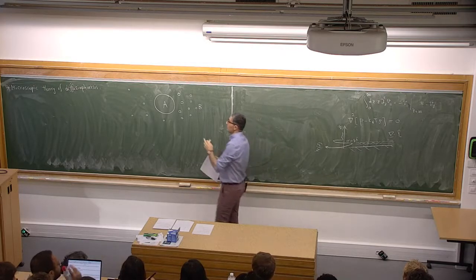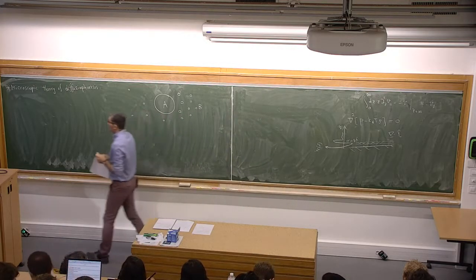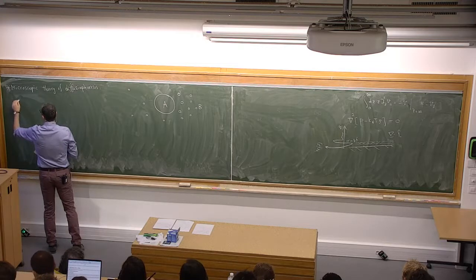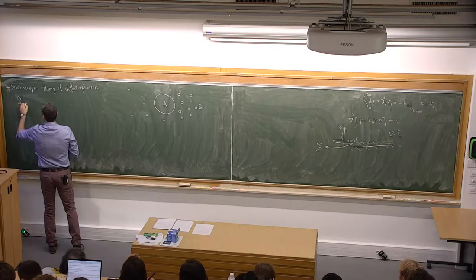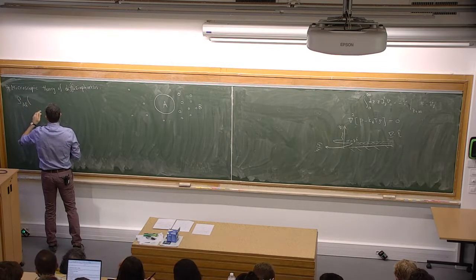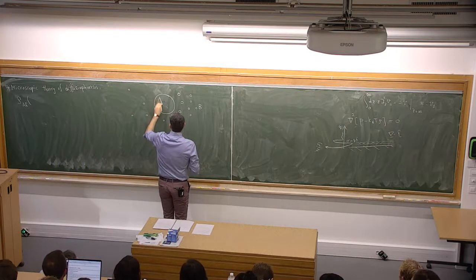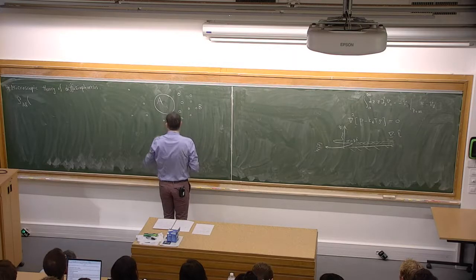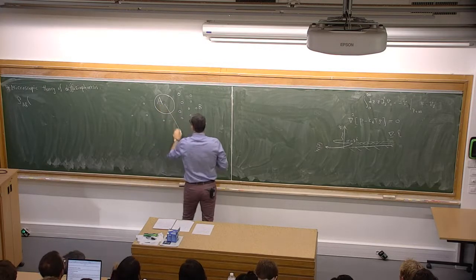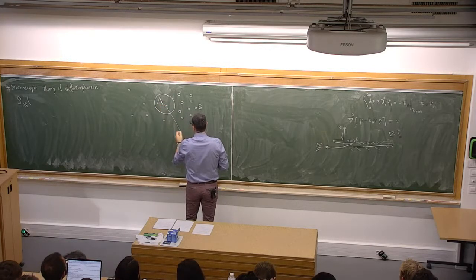So the quantity of interest from the point of view of the stochastic dynamics will be basically, let me define a coordinate system.